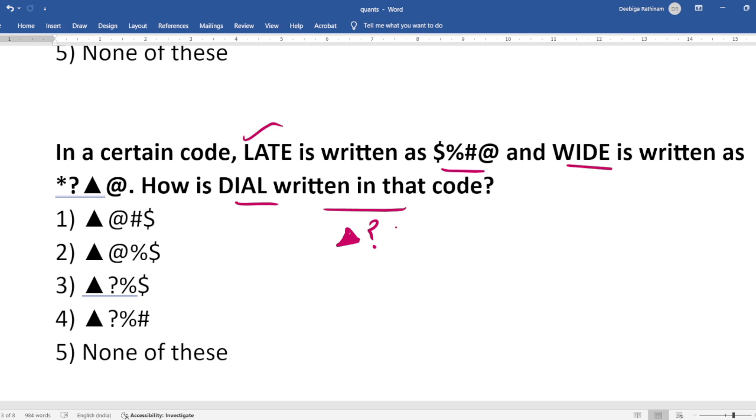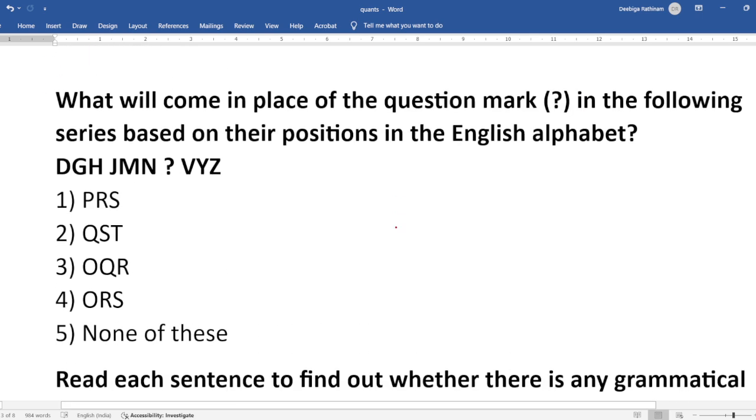A is coded as percentage. Sorry, it's coded as percentage, and then L is coded as dollar. So the answer is this one. Okay, fine. Let's get into the next question.